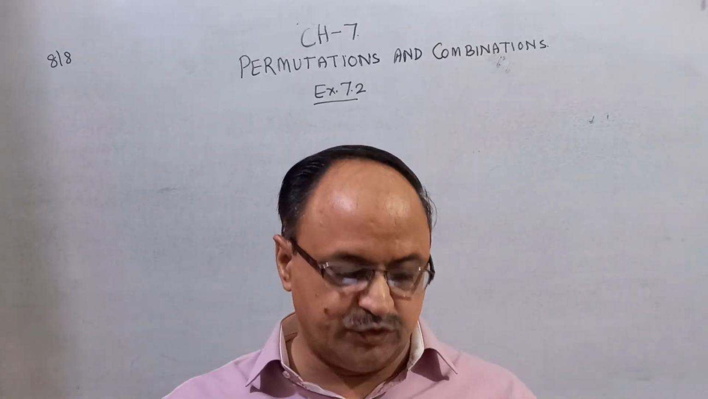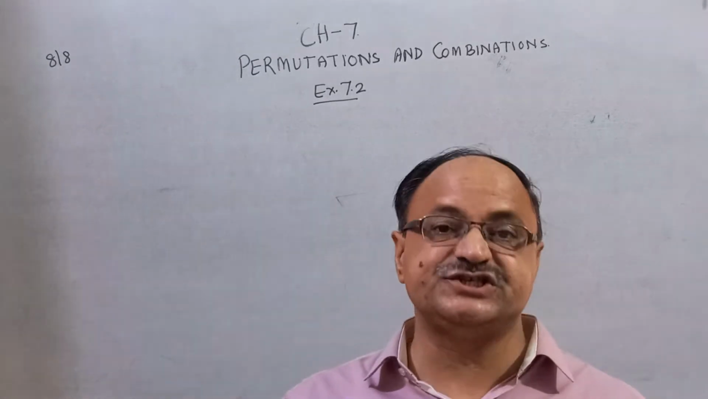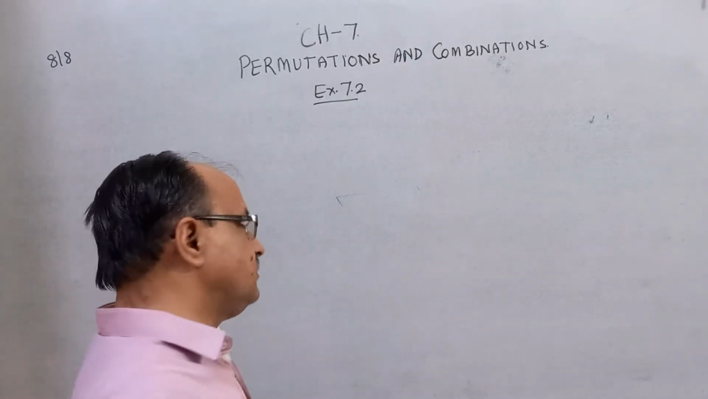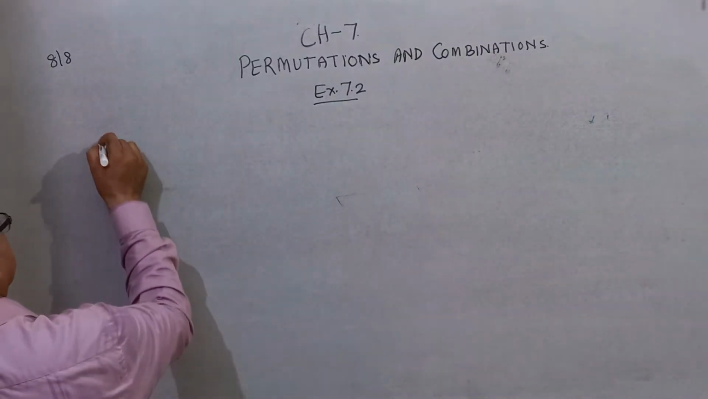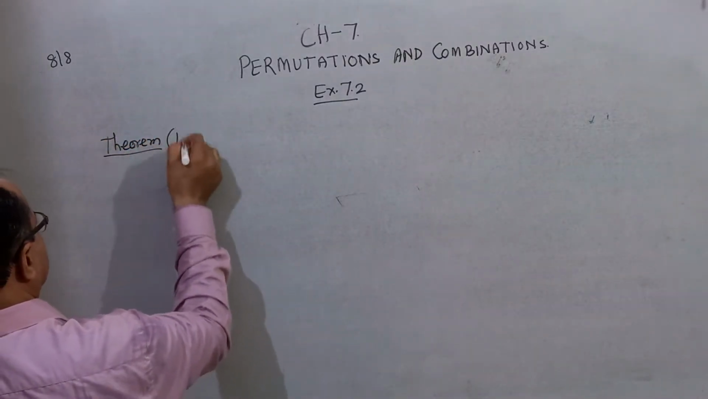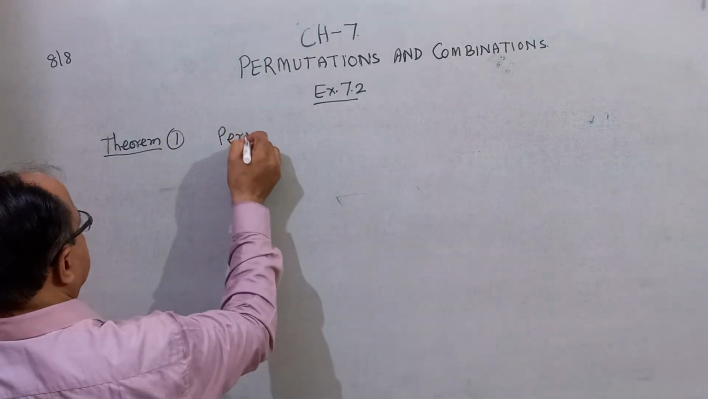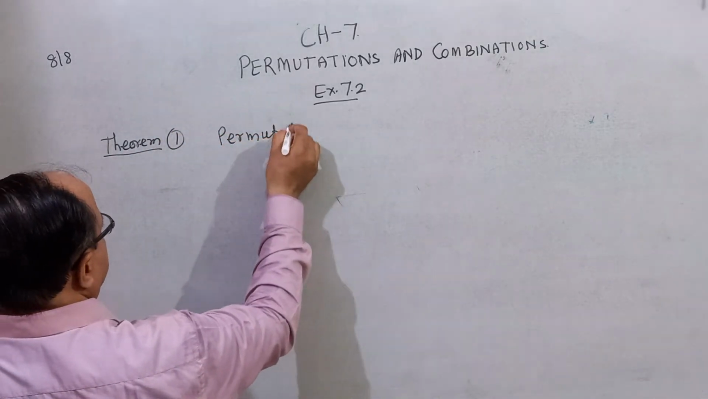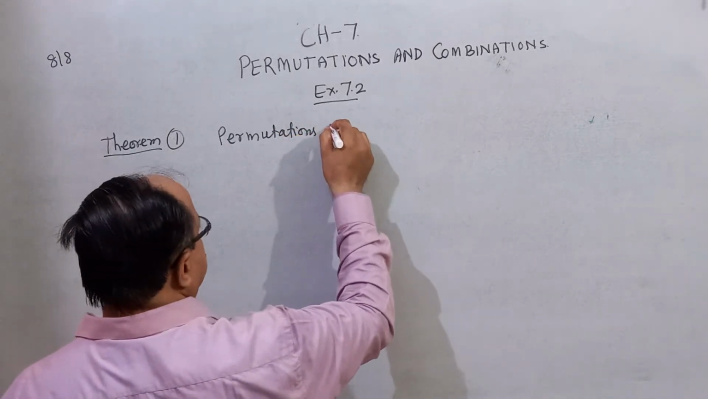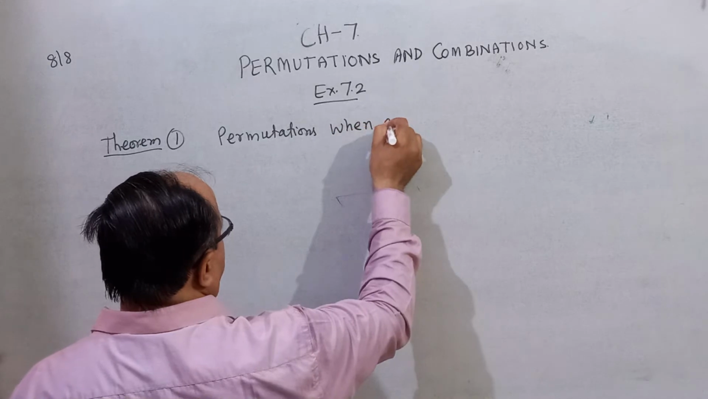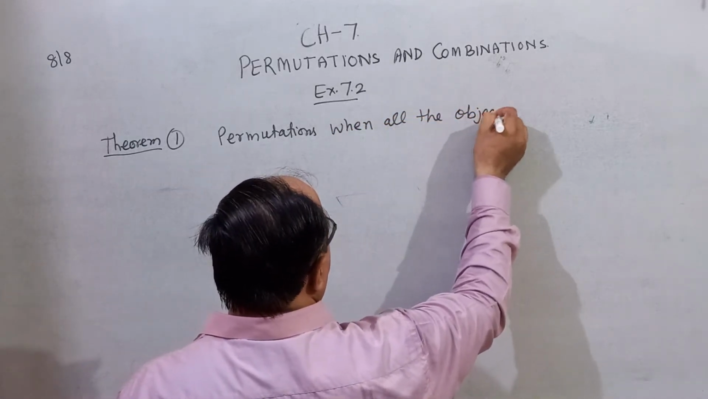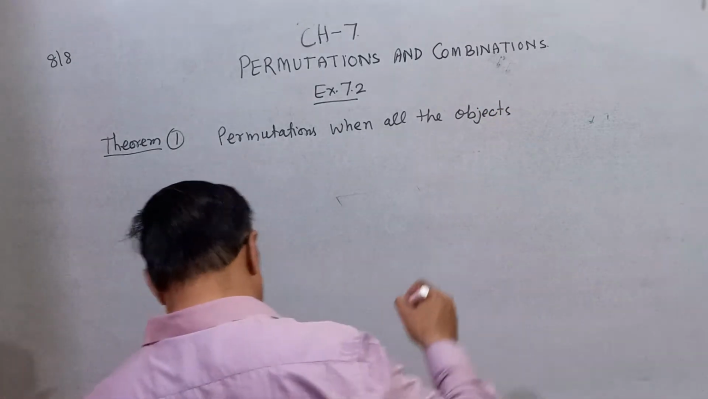you know that the permutation when all objects are distinct. That is theorem number 1: permutations when all the objects are distinct.